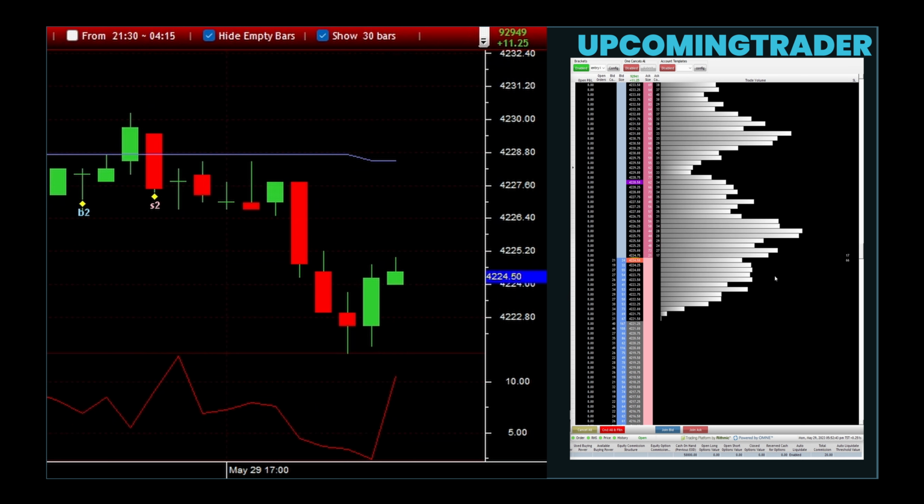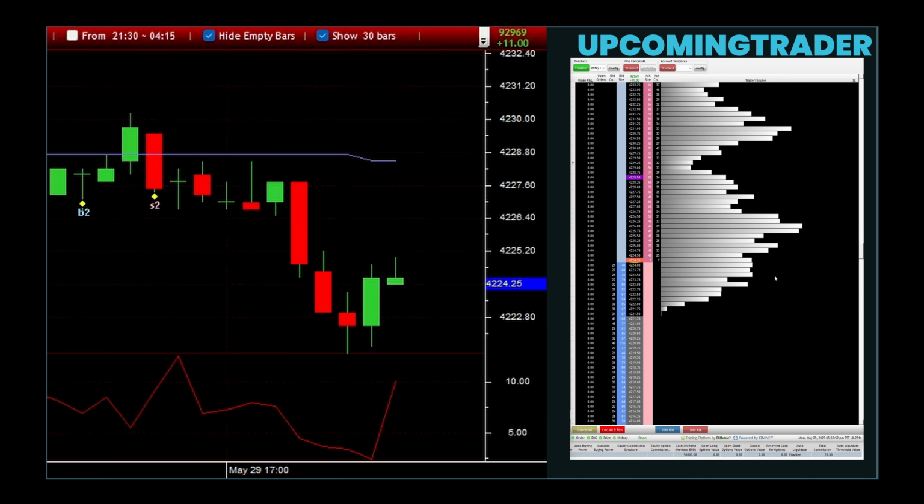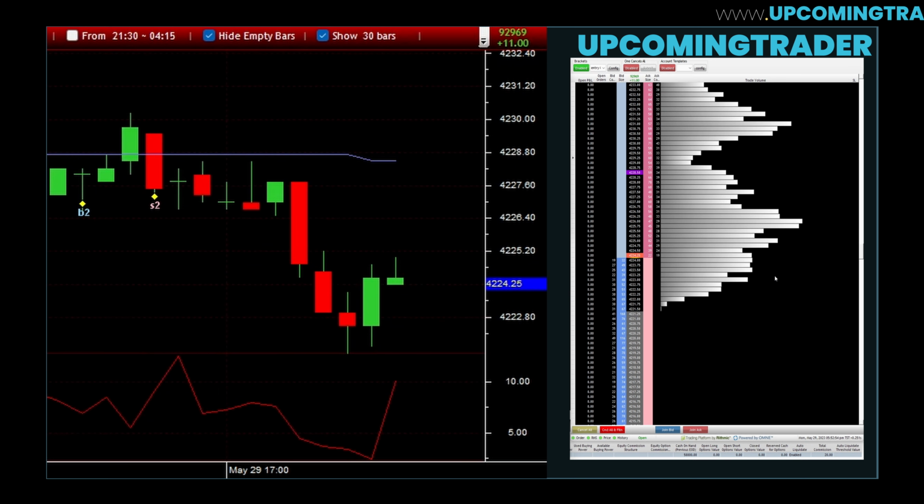Understanding how price behaves when it approaches these single print zones can provide valuable insights for trade entries, exits, and risk management. A strong rejection at a single print area, for instance, could signal a reversal, offering traders an opportunity to enter trades with tight stop losses, minimizing risk.